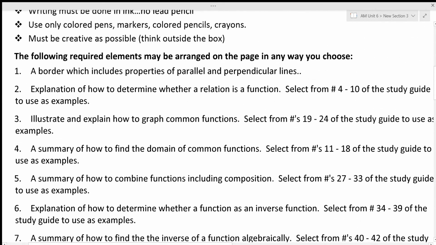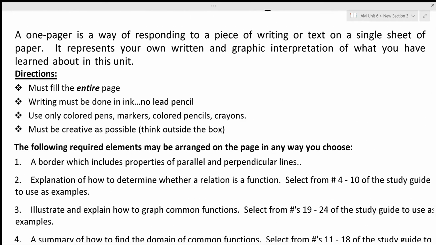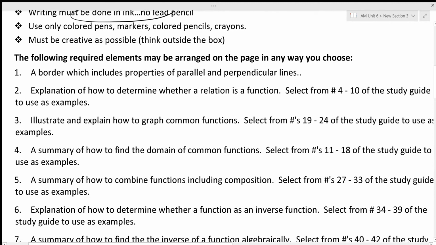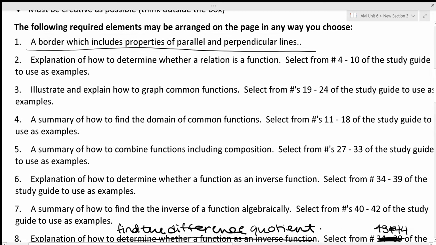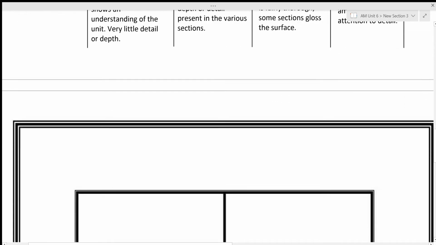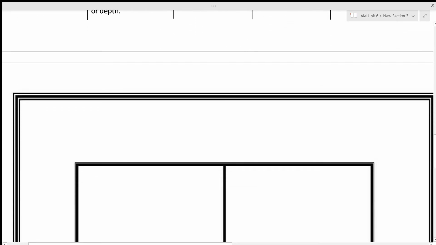If you look up here on your one pager, it does say first everything has to be done in ink, no pencil. Okay? I'm okay with colored pencil. Colored pencil is great. It doesn't smudge the same way lead pencil does. Then it says we need to add properties about parallel and perpendicular lines. So I'm going to add those properties in my border right away.